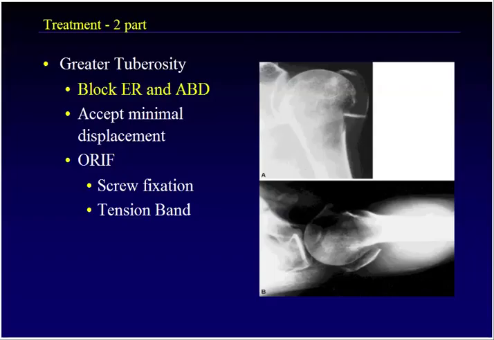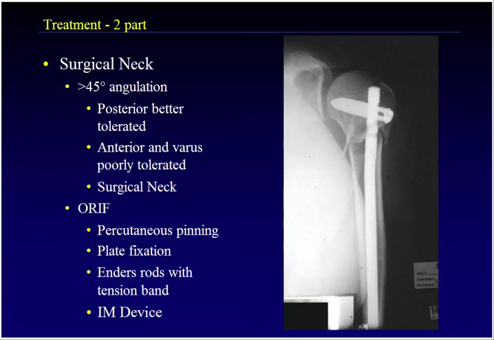Greater tuberosity fractures, you really can tolerate very little displacement, because any displacement of the greater tuberosity can significantly impinge and block external rotation and abduction of the shoulder. So you want to accept very minimal displacement of the greater tuberosity in patients that do not have medical contraindications to surgery. The treatment is an open reduction and fixation, either with screws or screws and a combination of a tension band. Surgical neck fractures are the most common fractures by far.